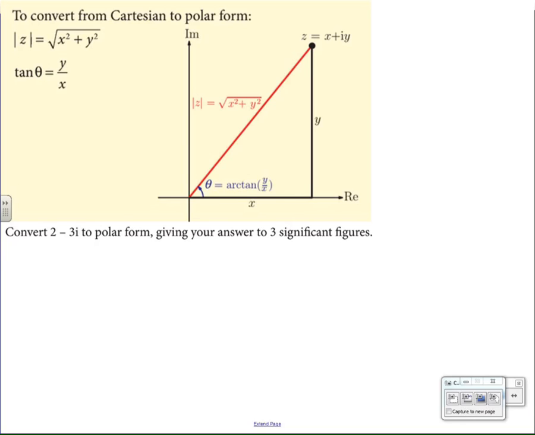So let's proceed. The issue here is we want to convert 2 minus 3i into polar form. Basically this is Cartesian form, and we want to be able to see it in polar form, and we'll see what that looks like in just a moment.